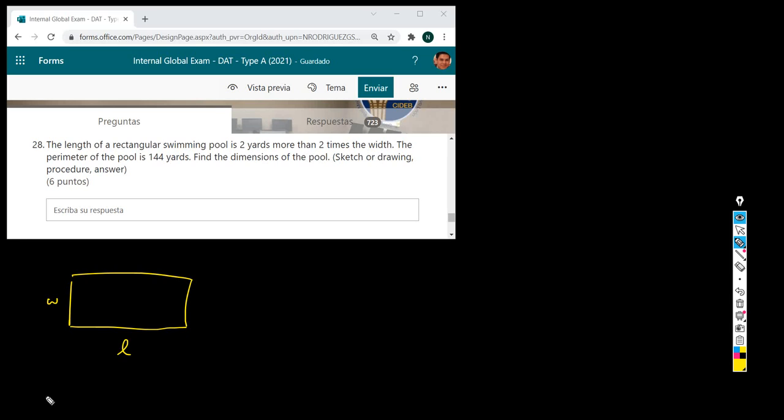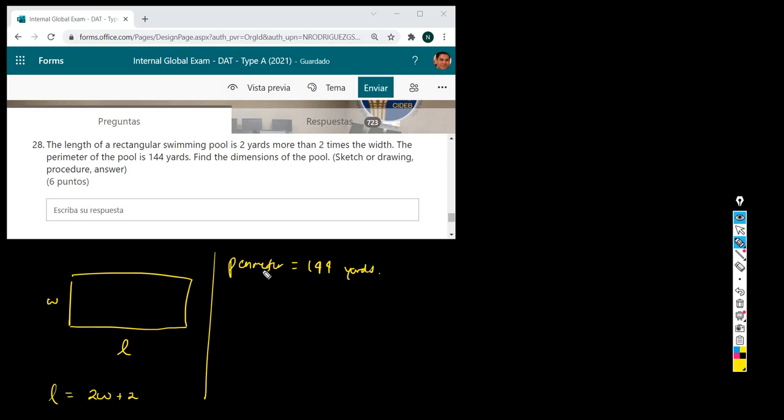So in other words, they're telling you that the length is equal to 2 times the width plus 2. If you read this first sentence, that's how you can translate it into mathematical notation. And you know that the perimeter is 144 yards. If I continue here, the perimeter equals 144 yards. That's all the information they give me. Then they ask me to find the dimensions of the pool. In other words, find the length and the width.